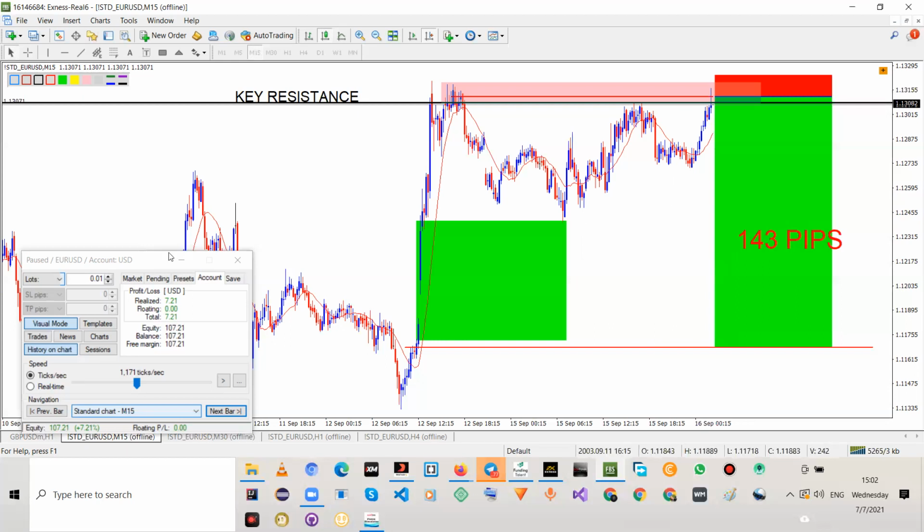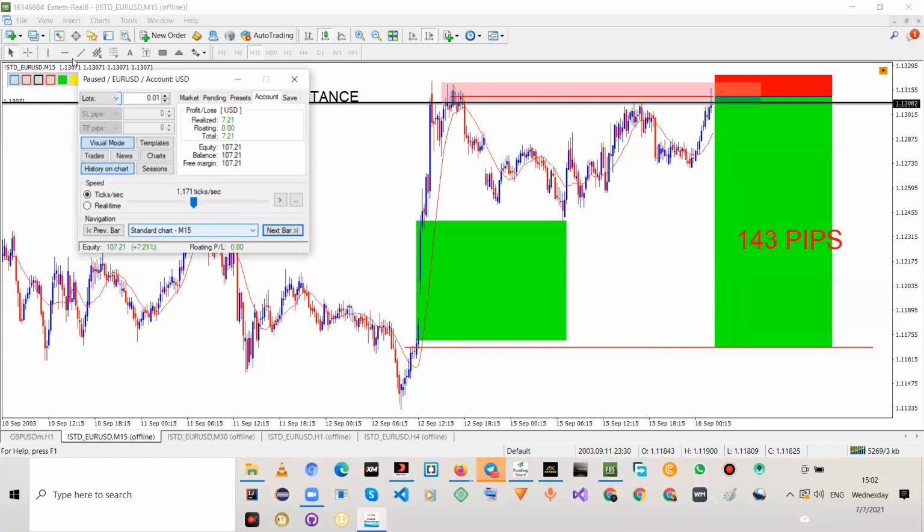So yeah, now since our trade has been executed and the stop loss is just 13 pips, 14, let's just say 14 pips. So it's a 1:10 trade. You can imagine that, guys.